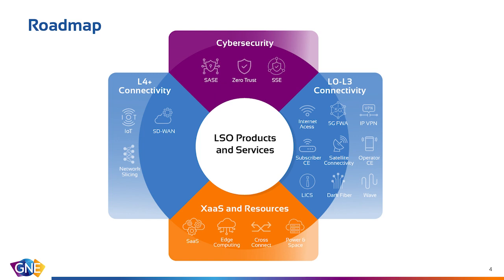On the left-hand quadrant, we have SD-WAN, IoT, network slicing. That lower area, we have a new area of SaaS, which is becoming very relevant. We'll talk about that. But also the more obvious ones like edge computing and power and space. And then, of course, that top quadrant, very important area of cybersecurity.